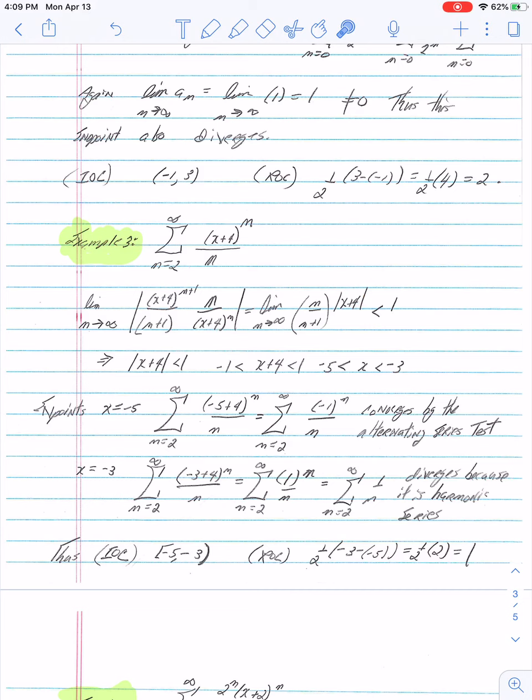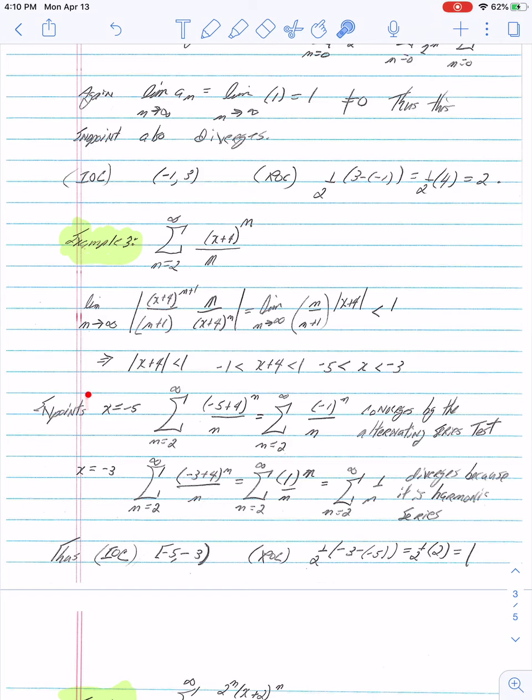Okay, so n tends to infinity of this. That's infinity over infinity. Use L'Hopital's rule. What do you get? The absolute value of x plus 4 less than 1. So x plus 4 is stuck between 1 and minus 1. Subtract 4 from everything. X is between minus 3 and minus 5. That's almost our interval of convergence. I just have to figure out what happens at the endpoints.